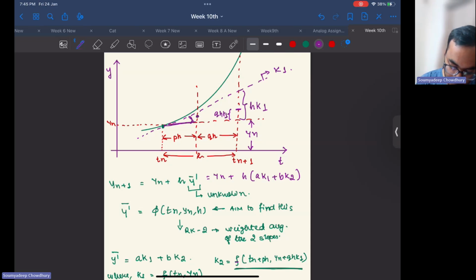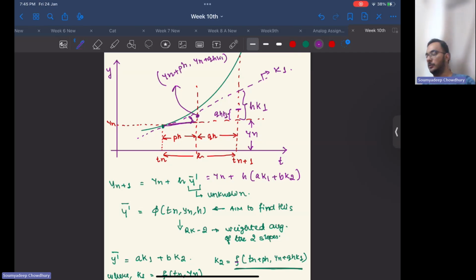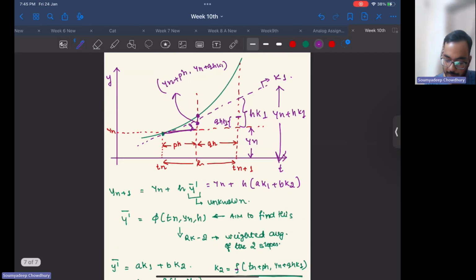So this point will be somewhere, let us say here. So this is the point tn plus ph and yn plus qhk1. So now we have to find the slope at this point. Once we have located these two points, here you have to draw a tangent and then you have to find out the slopes. To understand it geometrically, it is a little bit complex.